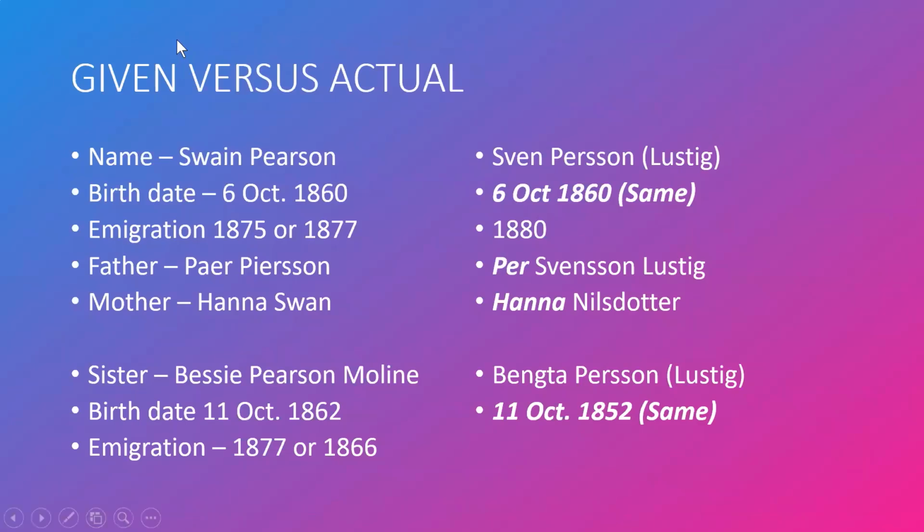So here's the given versus the actual. This was what the person gave me, Swain Pearson, but this was a Swedish name, Sven Pearson, and then Lustig. Birth date matched, immigration date didn't match, and often it doesn't match. The father was Per, but if this was a couple of generations, they may not have understood about the patronymics, so they may have said Per Pearson, but it was Per Svensson Lustig. The mother's first name matched. Swan, I'm not sure where that came from.